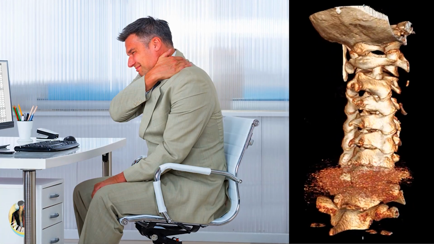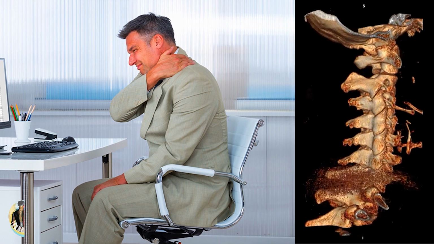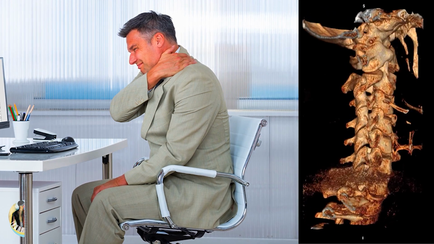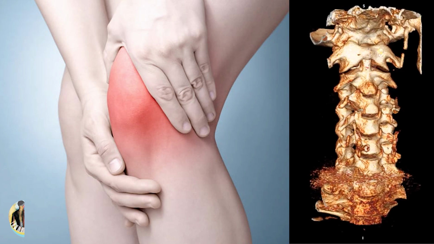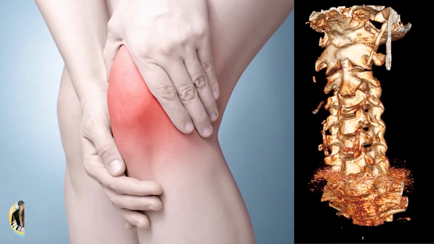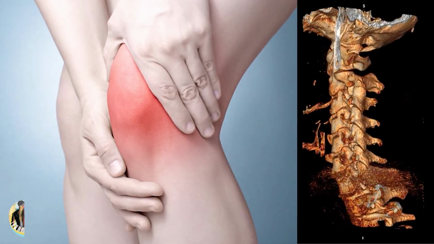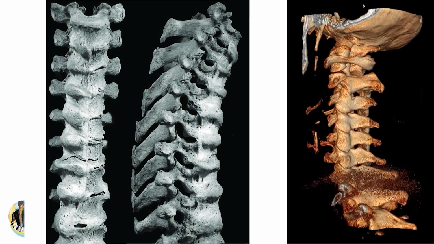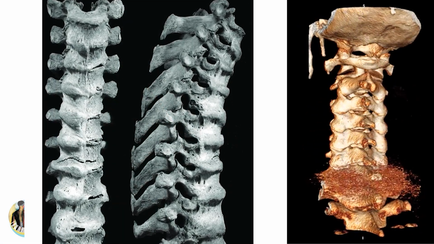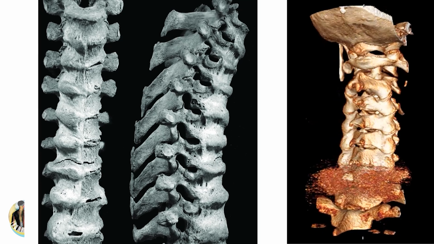Diffuse idiopathic skeletal hyperostosis can also affect your neck and lower back, and some people have this disease in other areas, such as shoulders, elbows, knees and heels. Diffuse idiopathic skeletal hyperostosis can be progressive. As it worsens, it can cause serious complications.